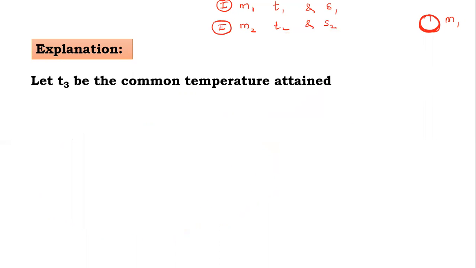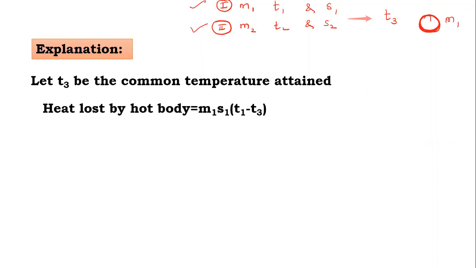Now, when they come in contact with each other, what happens? Common thermal equilibrium is attained, and we get a common temperature for both bodies, T3. Body 1 and body 2 attain the same temperature. So T3 is the common temperature attained by both bodies. Now we can write the heat lost by the hot body, which is body 1.